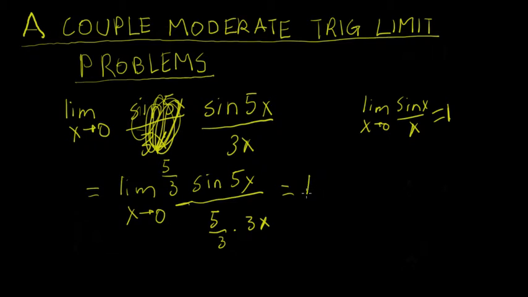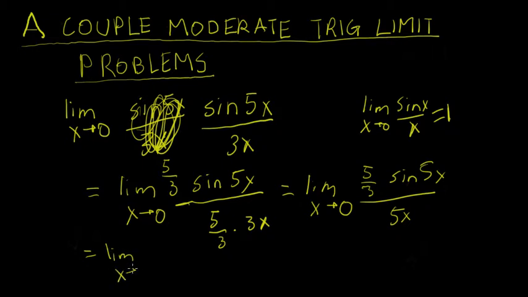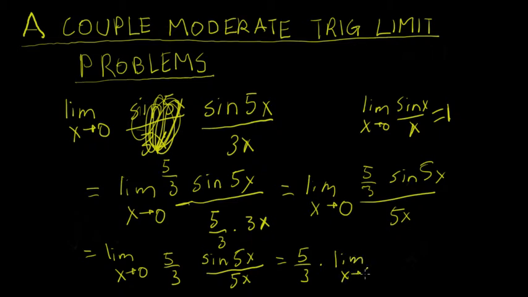So here, I'm going to rewrite this limit. And this 5/3 times 3x, I'm just going to go ahead and write it as 5x. So 5/3 times sine of 5x over 5x. That's the limit as x tends to 0. I'm just going to write the 5/3 out front. But remember, the limit of a constant times a function is the constant times the limit of that function. So this is 5/3 times the limit as x tends to 0 of sine of 5x over 5x.